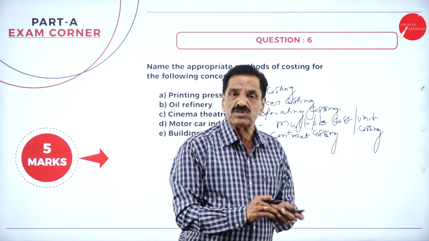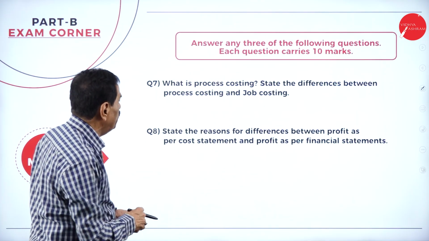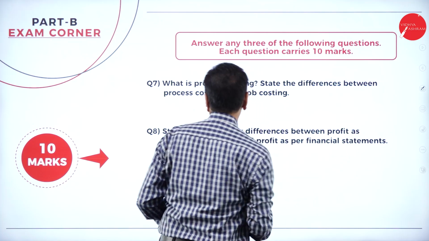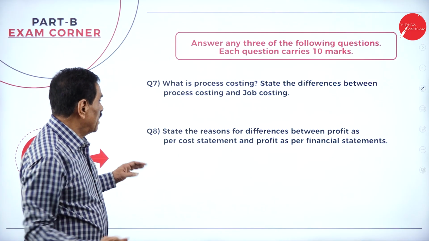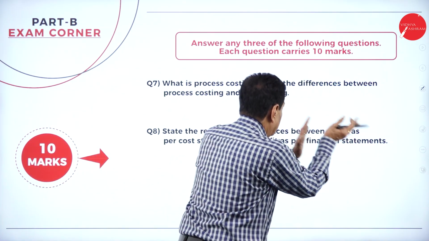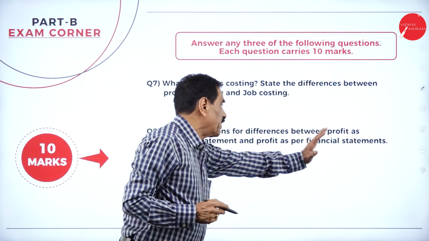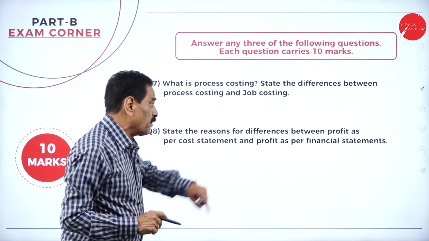Now we'll move on to the question paper, a 10 marks question. Then, what is process costing? Difference between process costing and job costing, that we have to write. Then you have to say what is process costing. Then state the reasons for the difference between profit as per cost statement and profit as per the financial account.